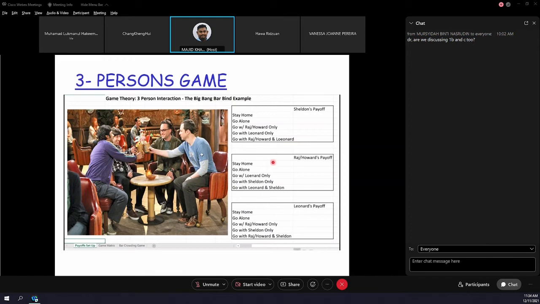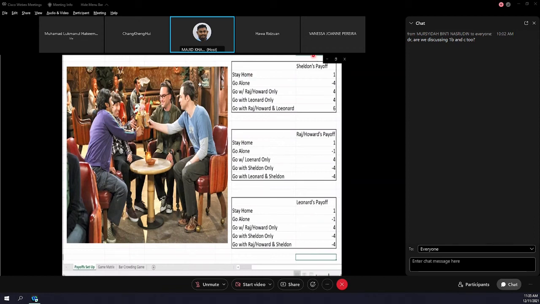You need to understand Sheldon feels he will be very happy going out with his friends, while his friends do not have the same assumptions regarding him. So if you look here, Sheldon's payoff if he stays at home is 1. But if he goes alone without his friends, he feels nothing. He feels alone, and he does not have people to talk to. That's why his payoff will be -4.